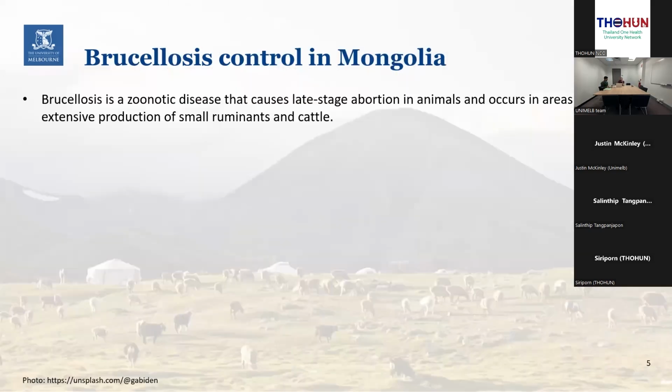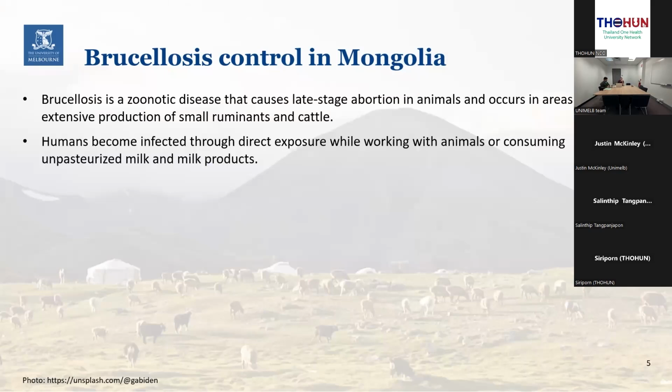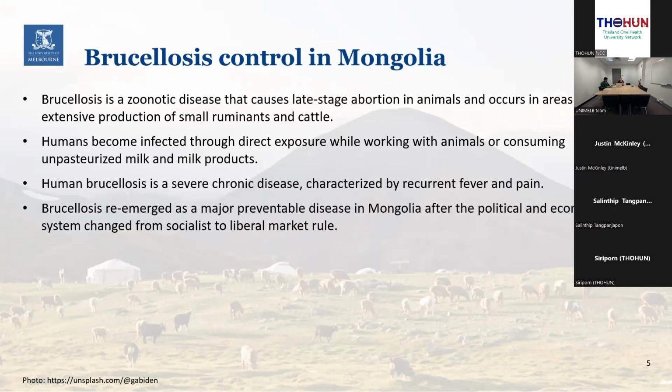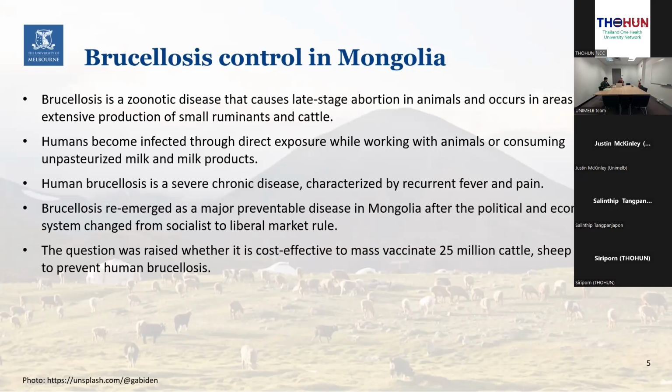Brucellosis control in Mongolia gives us another example. So brucellosis is a zoonosis that causes late-stage abortion in animals. This is most common in small ruminants and cattle. Humans can also become infected with direct exposure or consuming unpasteurized milk or milk products. When a human has brucellosis, it's not necessarily life-threatening, but it's a major livelihood impact because they now have recurrent fever and chronic pain throughout their life, and that can have significant livelihood and quality of life impacts on the human. And there's been a reemergence of brucellosis in Mongolia once they switched to a liberal market rule.